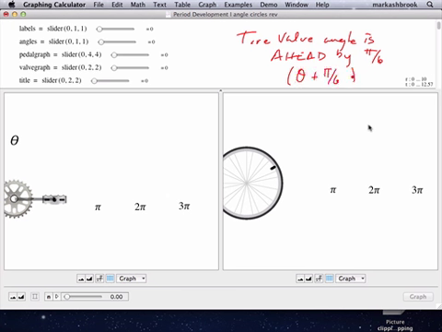plus. It's ahead, so it's a greater angle. So while that one's 0, this one's pi over 6. It's ahead, so it's plus. When this one's pi over 6, that one's pi over 3. So the tire valve is always ahead, or it's a greater angle than that one. Okay, so is it cosine or sine now? The same. Talking about horizontal distance.